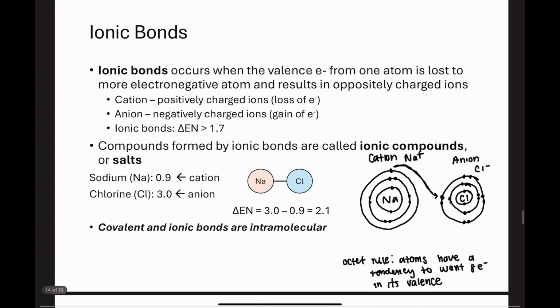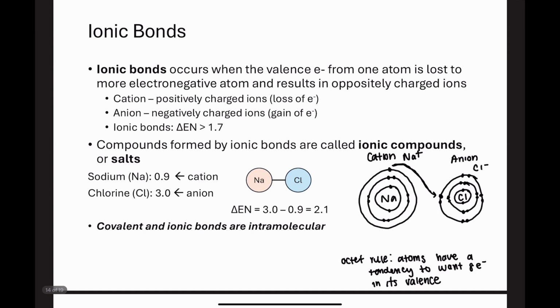One more thing: compounds that are formed by ionic bonds are called ionic compounds or salts. NaCl is an example of a salt or an ionic compound. It's also important to note, like I said before, that ionic bonds and covalent bonds are intramolecular, meaning that they hold atoms together within a molecule. Covalent and ionic bonds are also the 2 strongest types of bonds that we have.